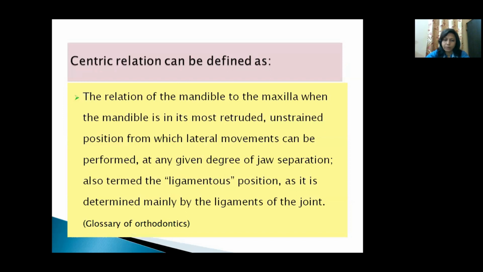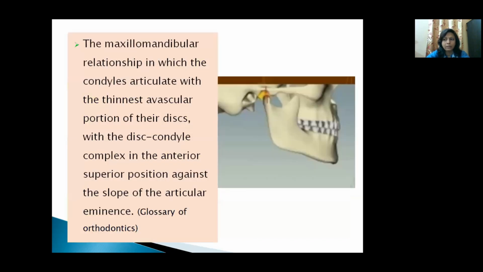It is also termed a ligamentous position. It is determined by the ligaments of the joints. So centric relation is a bone-to-bone relation. In this relationship, both the condyles are simultaneously seated most superiorly and posteriorly in the glenoid fossa. Condyles are in the rearmost, uppermost midpoint in the glenoid fossa, and more simply we may define it as a physiologic centering of the condyle in the cranium.